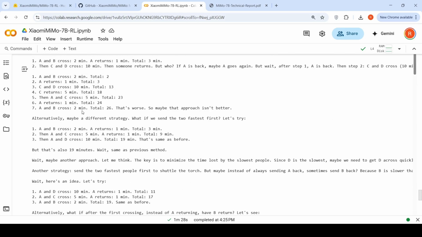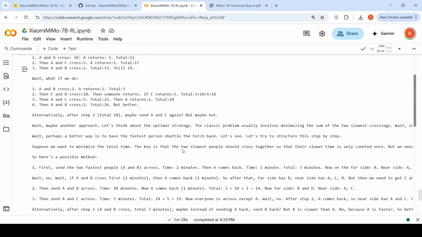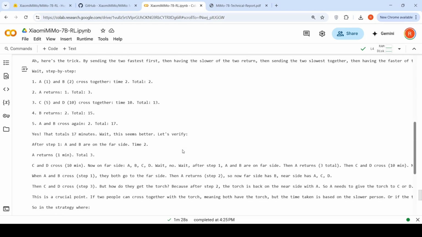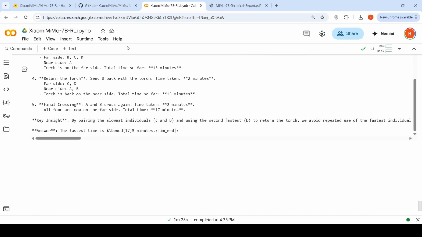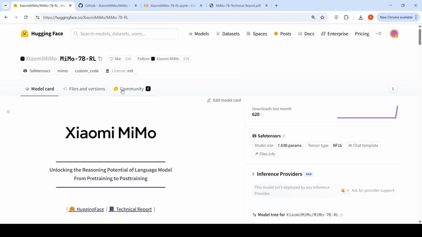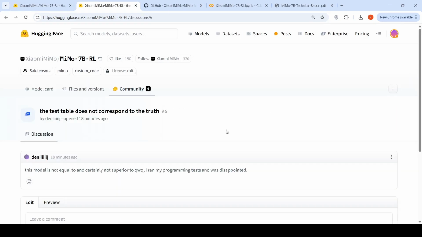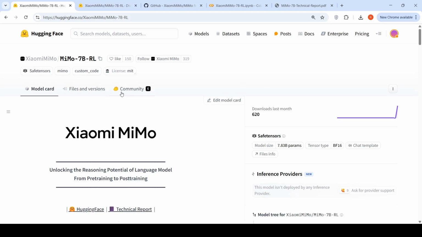Even here, this LLM does all kinds of mix-ups, and then it says 17 minutes. You know, let A go, B cross from there, and all kinds of other permutations and combinations, and it gives the wrong answer. Okay. So this was a quick test of this particular model. You can also test it for coding and other tasks. Somebody in the community has already said that the results don't really correspond to the truth. The model is not equal to, and certainly not superior to, QwQ or the Qwen 32B model for reasoning. They ran their programming test and were disappointed, but it depends, right? You have to test your use cases to see if it is really useful.